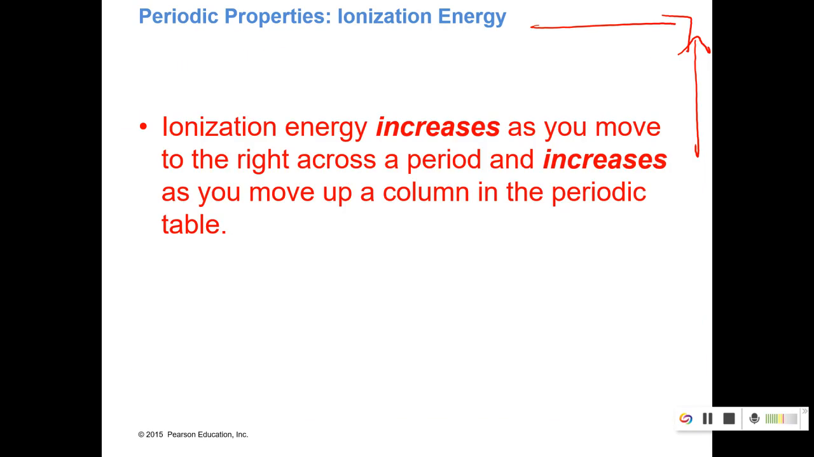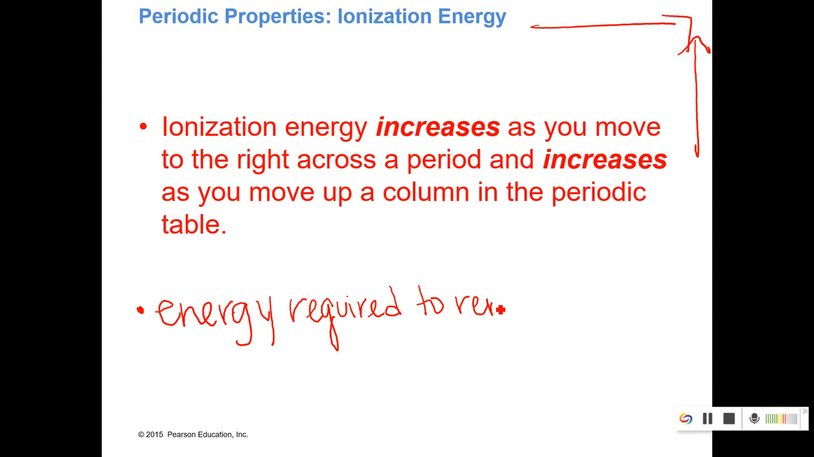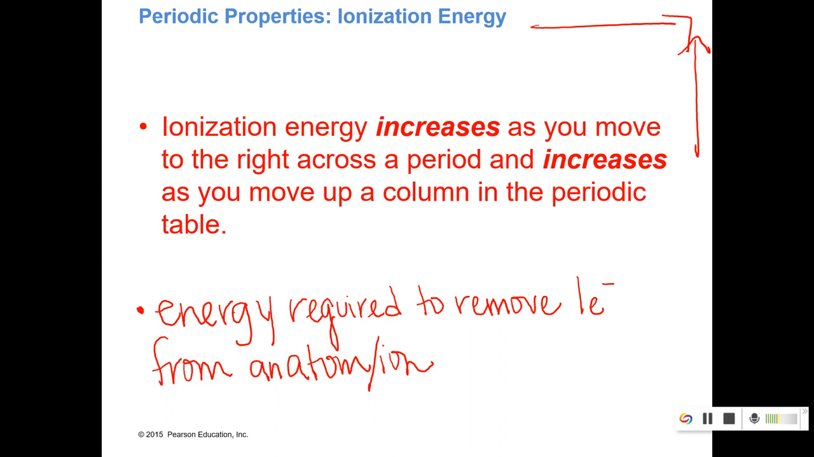All right. Oh, I would like you to know what ionization energy means. So let's go ahead and write down the definition. Ionization energy is the energy required to remove one electron from an atom, or from an ion. It may have already lost one. Okay. That is what ionization energy is.